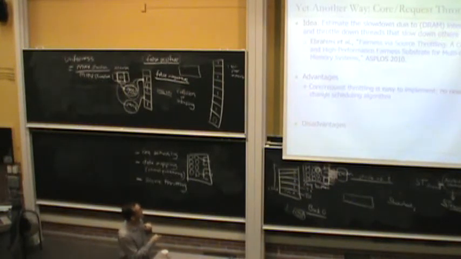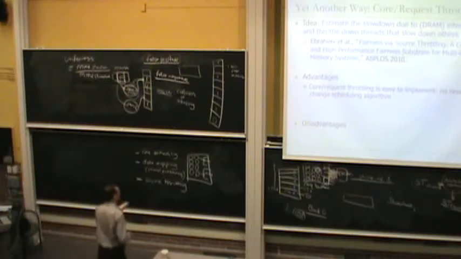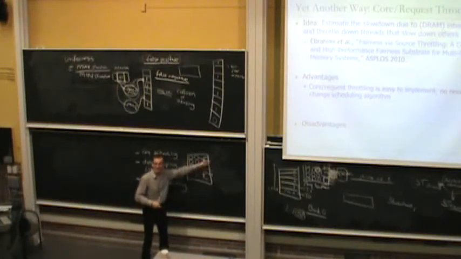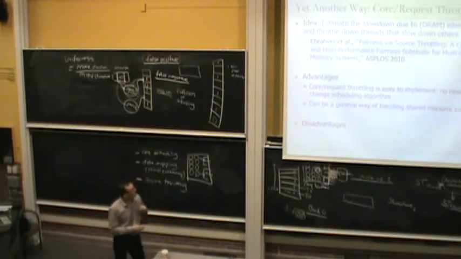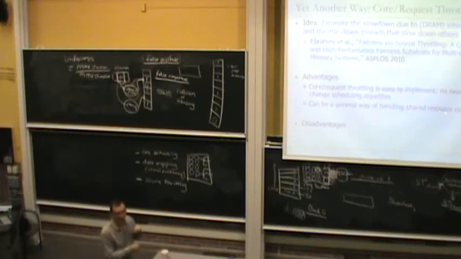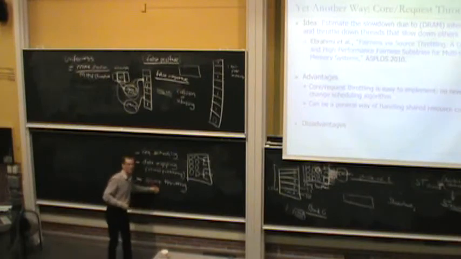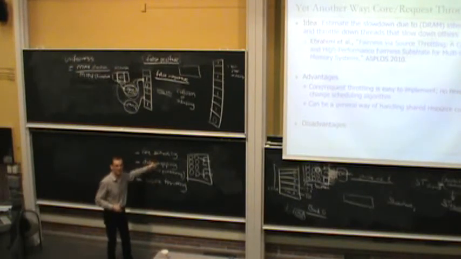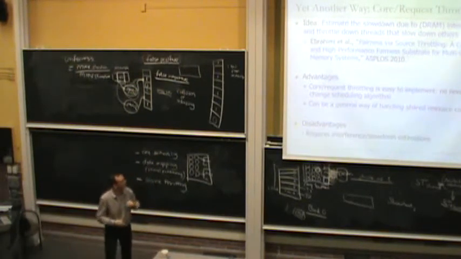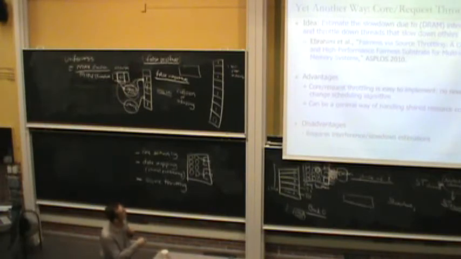The advantage is it's easy to implement. There's no need to change the scheduling algorithm. There's no need to change the mapping dynamically. And it can be a general way of handling shared resource contention. Actually, all of these are general ways of handling shared resource contention, and you can think of advantages and disadvantages of each. The disadvantage is, well, you need to figure out which thread is causing trouble to which other thread, and you may need to do that in a pairwise manner.